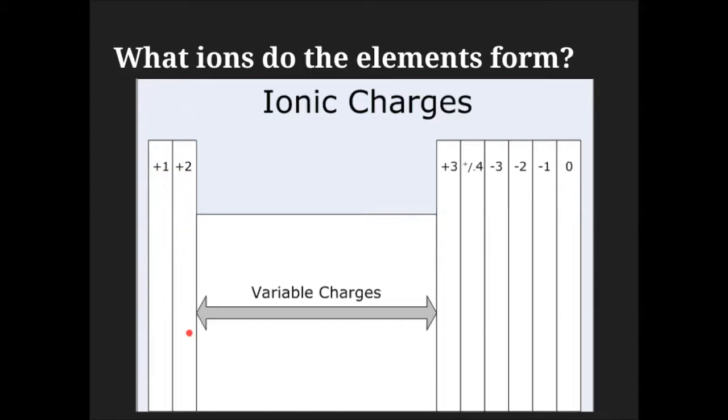The second column, the alkaline earth metals, take on a plus two charge. The things in this column tend to take on either always a +3 charge or have a +3 variety. The noble gases are always going to have a zero charge. The halogens, -1. Oxygen, sulfur, selenium, -2. And then nitrogen, phosphorus, and some of the guys down there, but especially nitrogen and phosphorus, -3 charge. So this we know. And then the D block, the transition metals, they take on a variable charge.